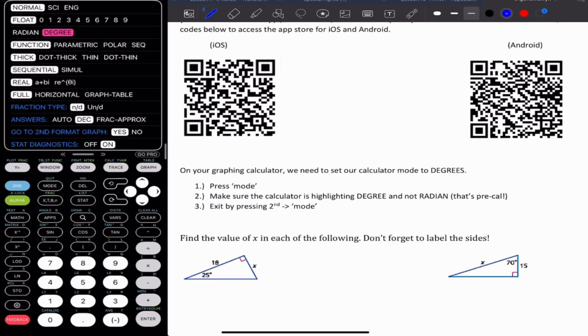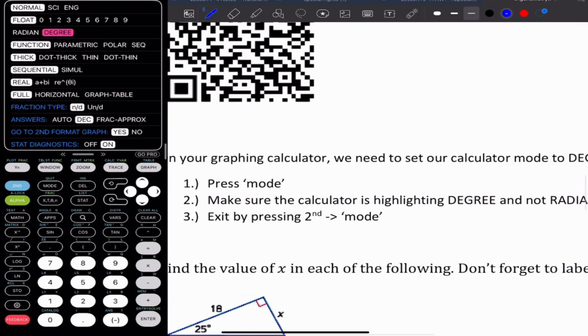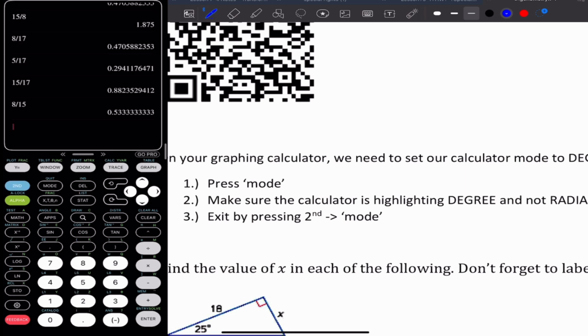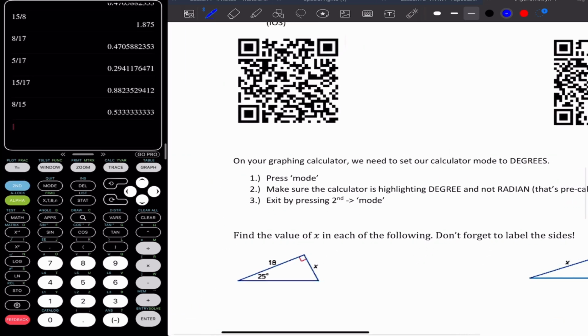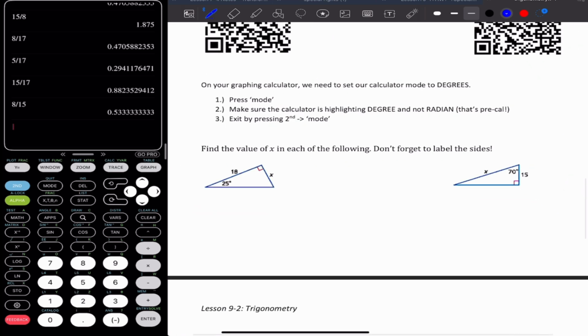Now let's exit the screen. How do we do that? We're going to press second mode so we can quit. Okay, so now you've set up your calculator. We can go ahead and answer some of the problems here.